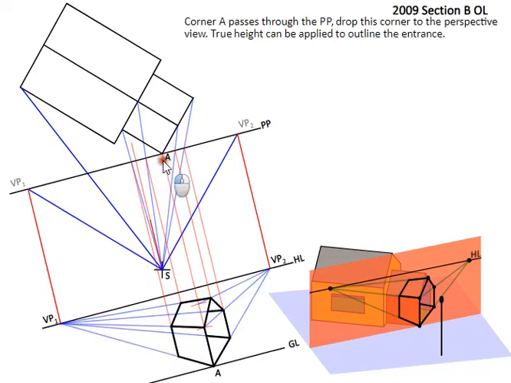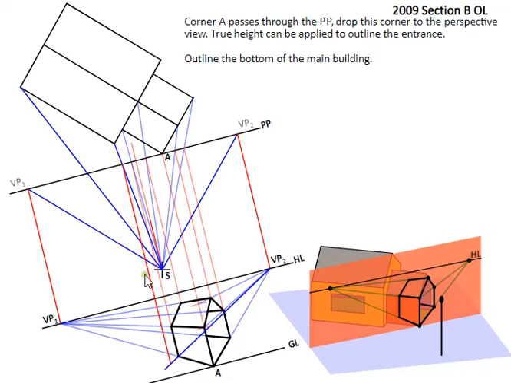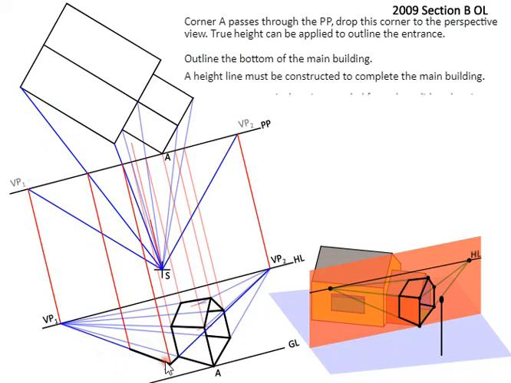Now to draw the back section, take this point here, bring it to spectator, bring it down here. Now what we've done is we've extended out this front edge here to find its location, and then brought back this point here, this back edge.